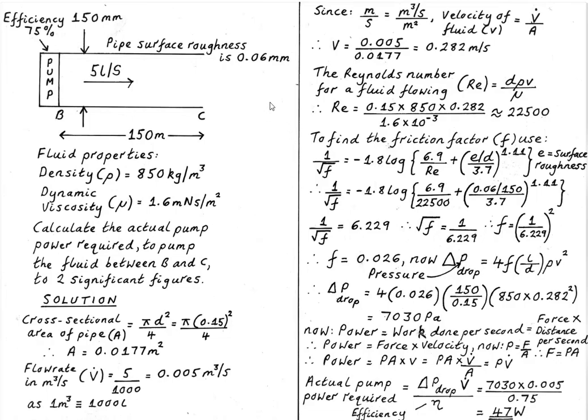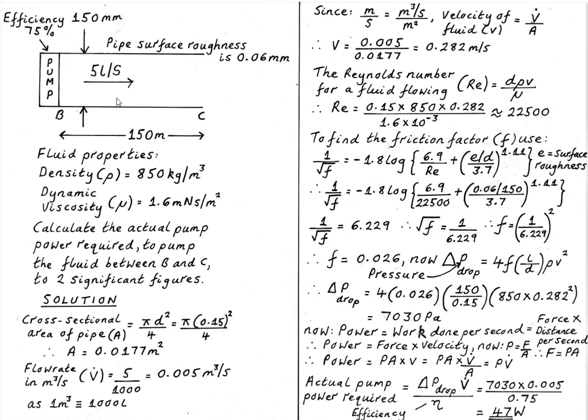In this problem we have a circular horizontal pipe of internal diameter 150 millimeters. The pipe surface roughness is 0.06 millimeters and the pipe length is 150 meters. At this end of the pipe there is a pump which has an efficiency of 75%, and I've denoted the pump end as B and the other end as C.